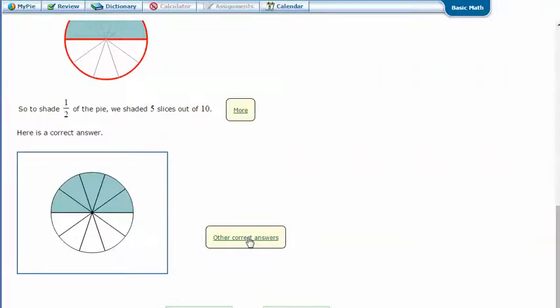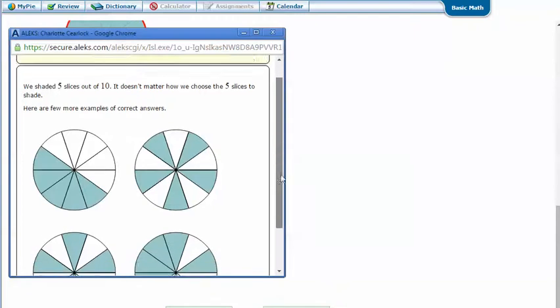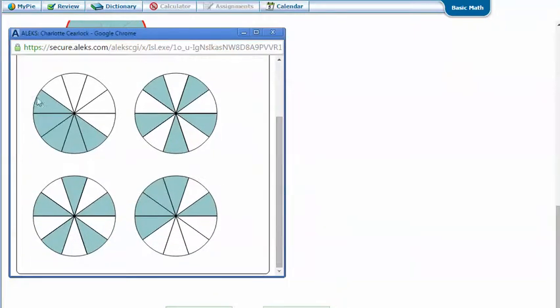Let's look at some other possible answers. We shade 5 slices out of 10. It doesn't matter how we choose the 5 slices to shade. Here are a few more examples of correct answers. So it can be this 5, or every other one, or this way, or 4, and then shade this one. All of those are correct answers for half or 5 out of 10.